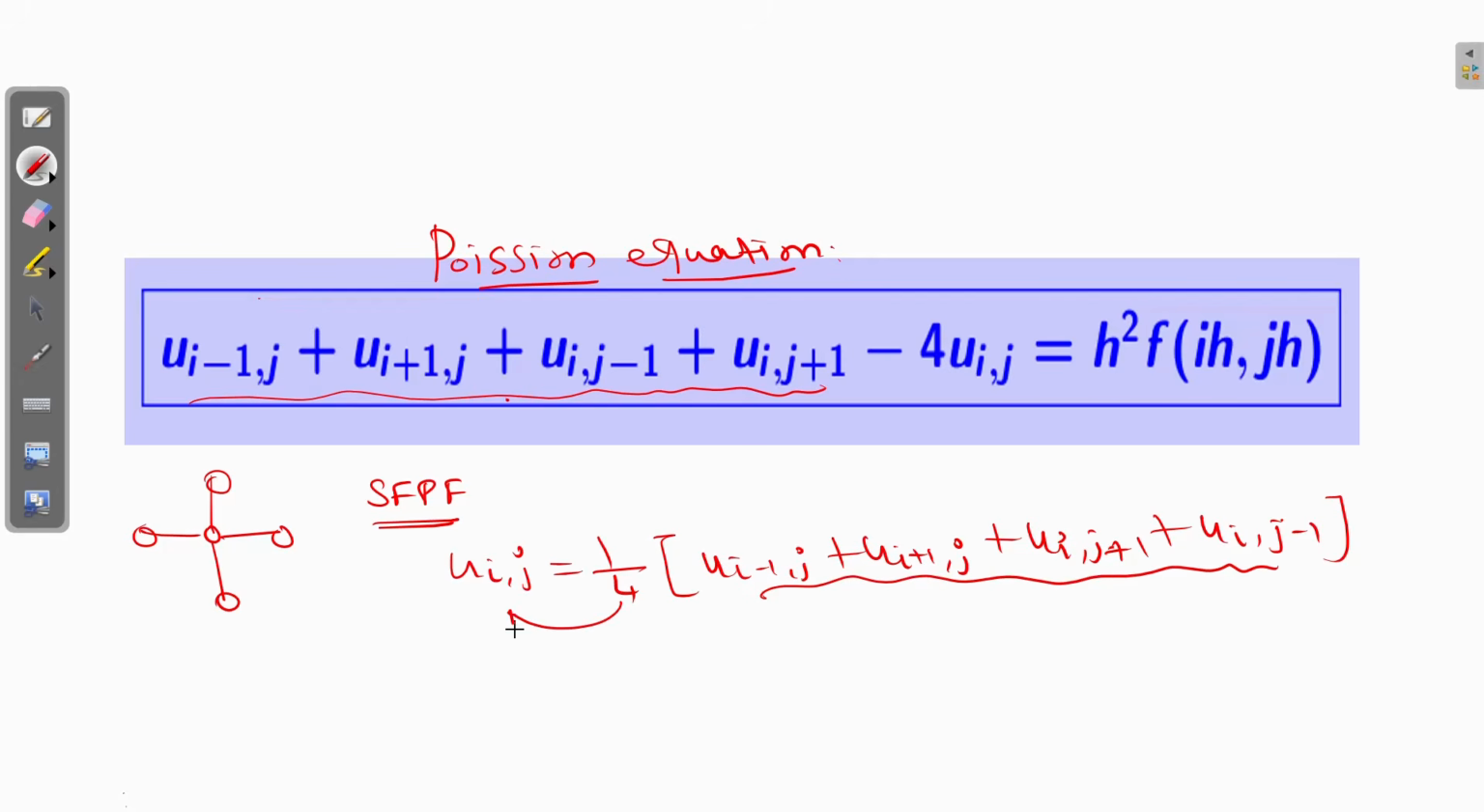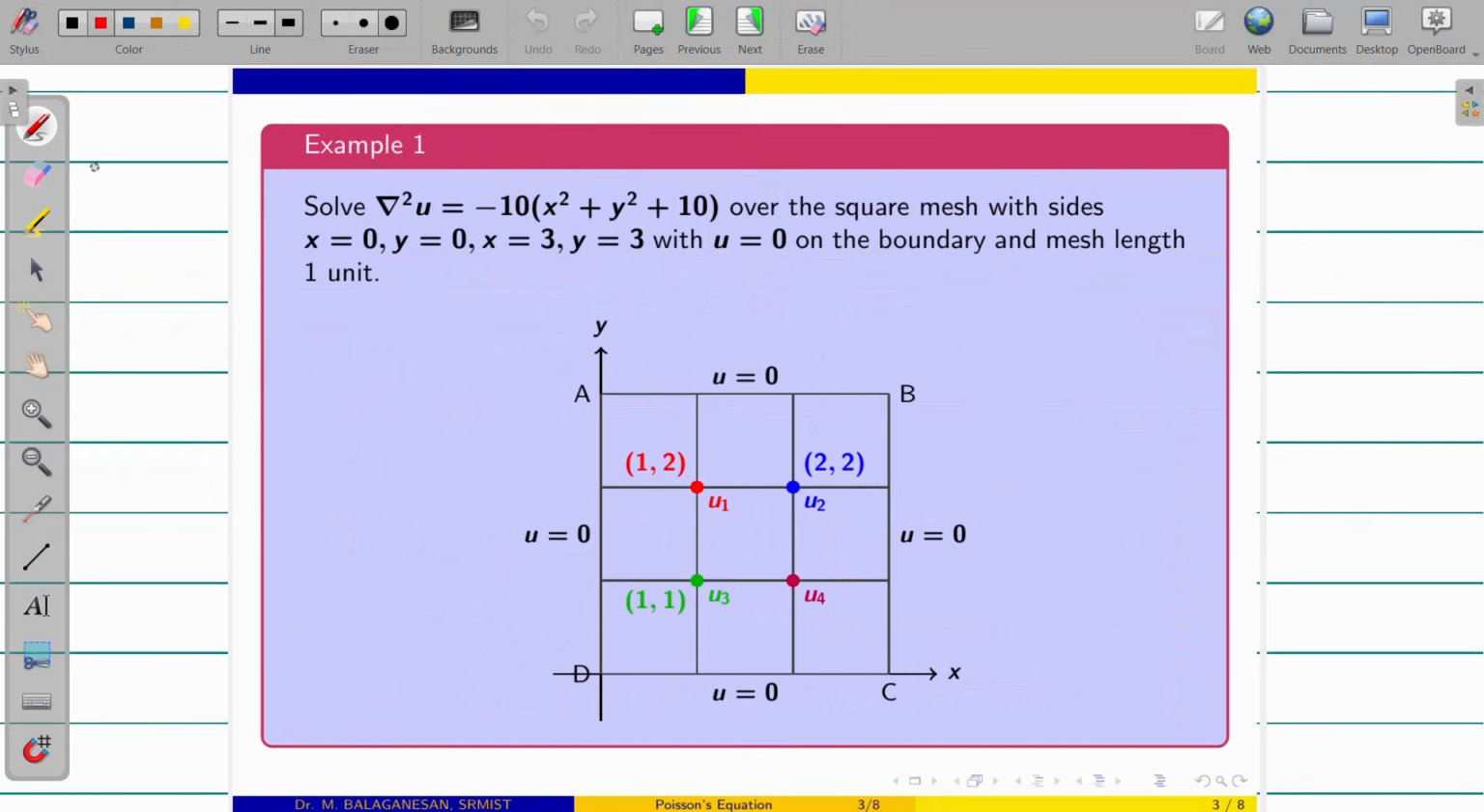What about this? Take 4 u ij to this side. It will be 4 u ij equivalent to everything. Then you have to take this 4 u ij also to this side: 0 equivalent to the entire four values minus 4 u i comma j. This is what is in this formula. So do not memorize this. It is exactly the standard 5-point formula minus 4 u ij, with everything taken to one side, equivalent to the right hand side only, which you should remember: h square into f of ih comma jh. This is the way to remember the Poisson equation, guys.